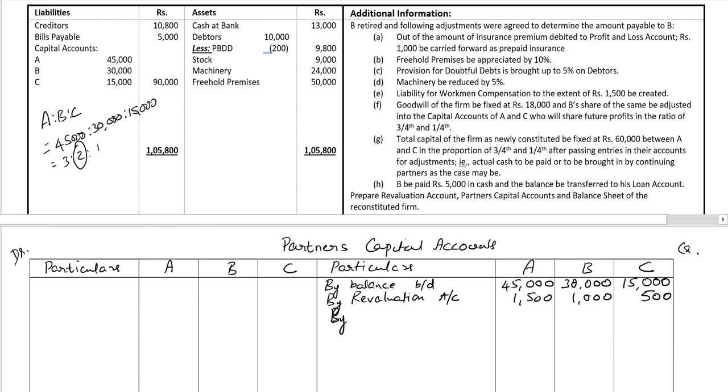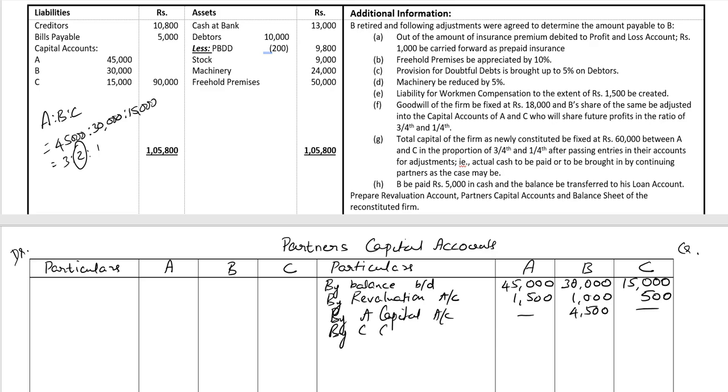By A capital account, under B we have 4,500 rupees, and by C capital account, again under the retiring partner B we have 1,500 rupees, and to B's capital account, under A we have 4,500 rupees, and under C we have 1,500 rupees.